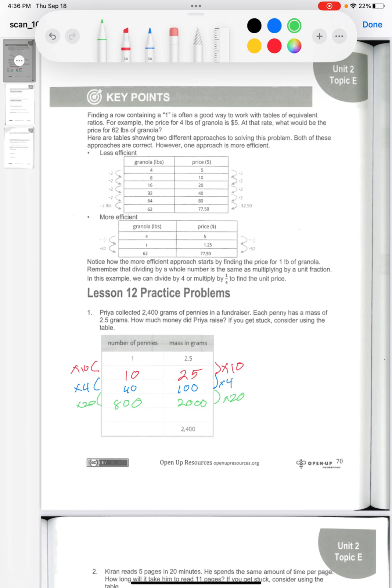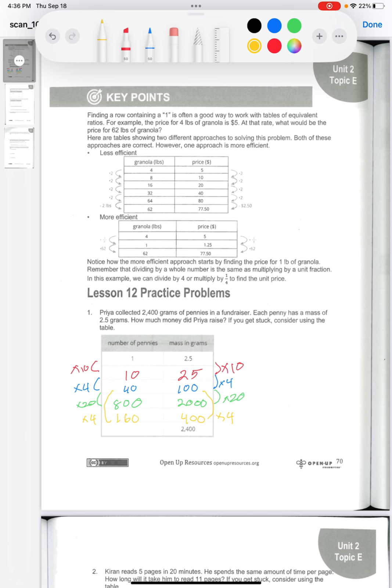Well, I've got 2,400. I've got my 2,000 there. Well, I'm going to go from this 100. So to go from this 100 to here, I'm going to multiply by 4. So 100 times 4 is 400. So 40 times 4 is 160.